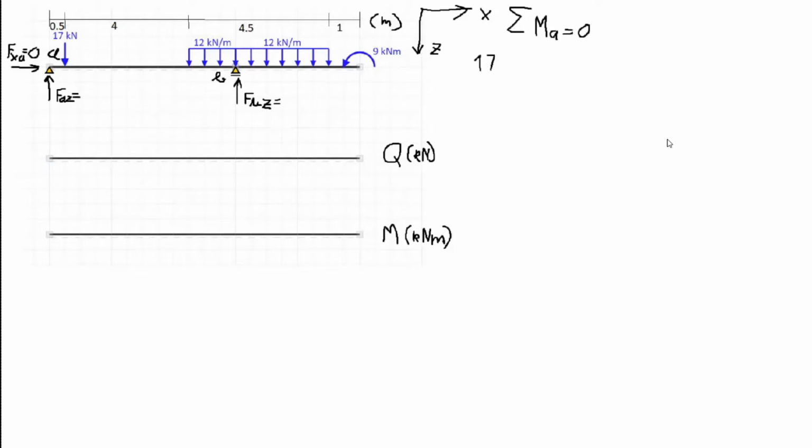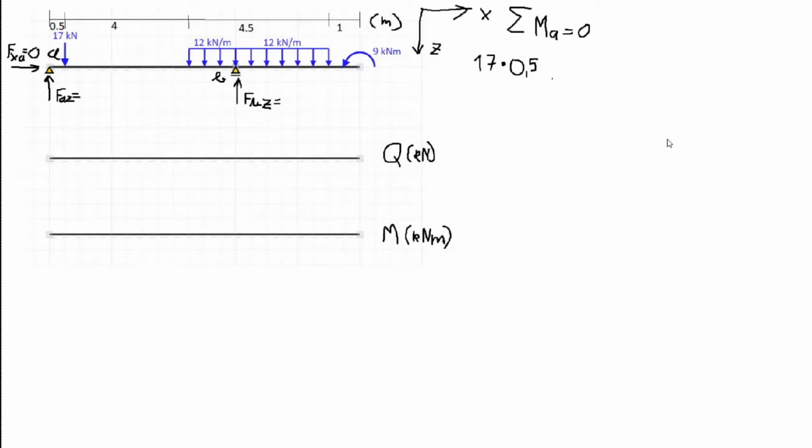So we'll start from the force on the left hand side of this 17 kilonewtons, and this 17 kilonewtons has a moment arm of 0.5 meters. Remember, a moment arm is something that needs to be perpendicular to the force and is the distance from the point at which we calculate the moments till the force. So in this case it's 0.5 meters.